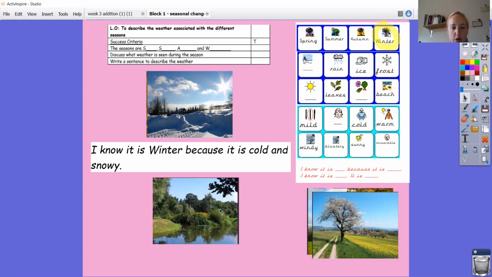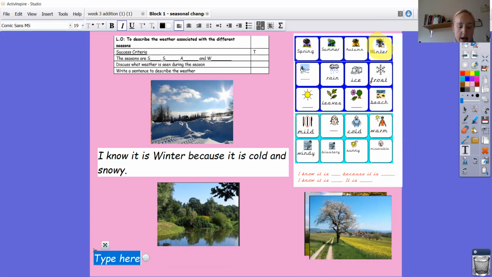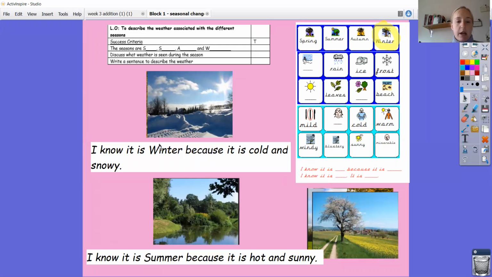So here, I've got another picture. Is it spring or is it summer, that one? So everything's green, so it must be summer. So I'm going to write my sentence down saying, I know it is summer because, let me have a look. I know it's summer because it's hot and sunny. Yeah, I think I'm going to write that. So I know it is summer because it is hot and sunny. And don't forget, you need a capital letter at the start of that sentence and a full stop at the end. Okay, so they're my two sentences that I'm going to write.